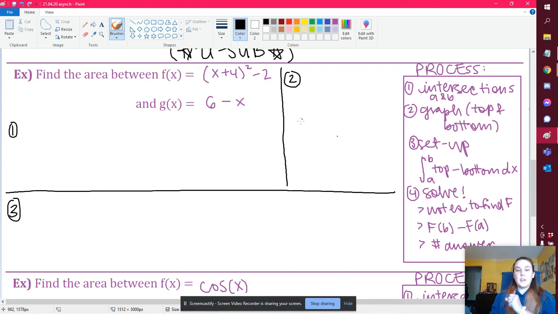Okay, to find the intersection between these two curves, I'm going to do this one algebraically. I'm just going to set them equal to each other and solve for x, right? The first thing I'm going to do is FOIL out this (x + 4) squared.